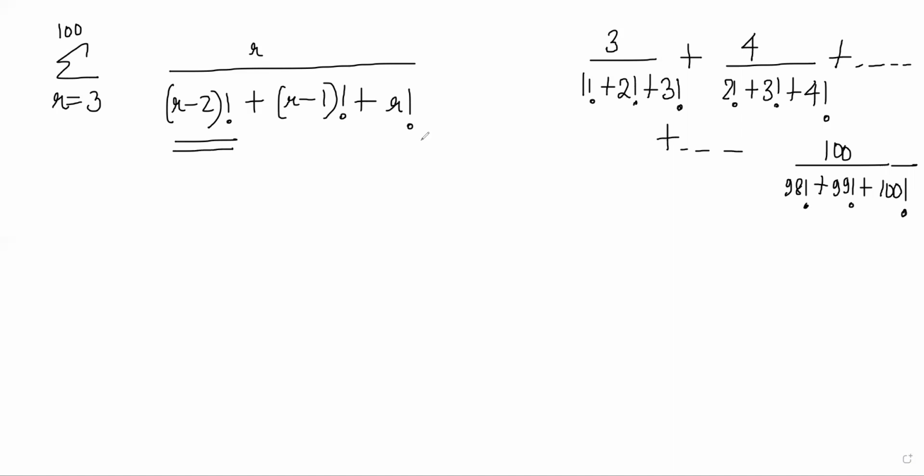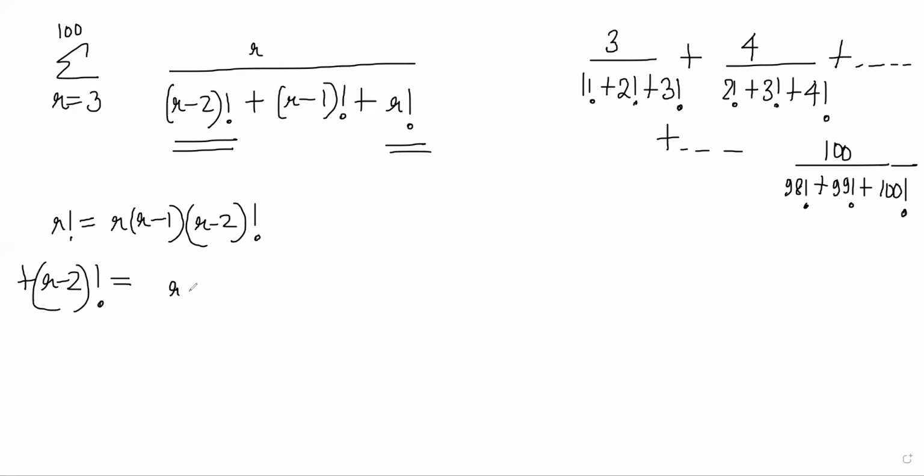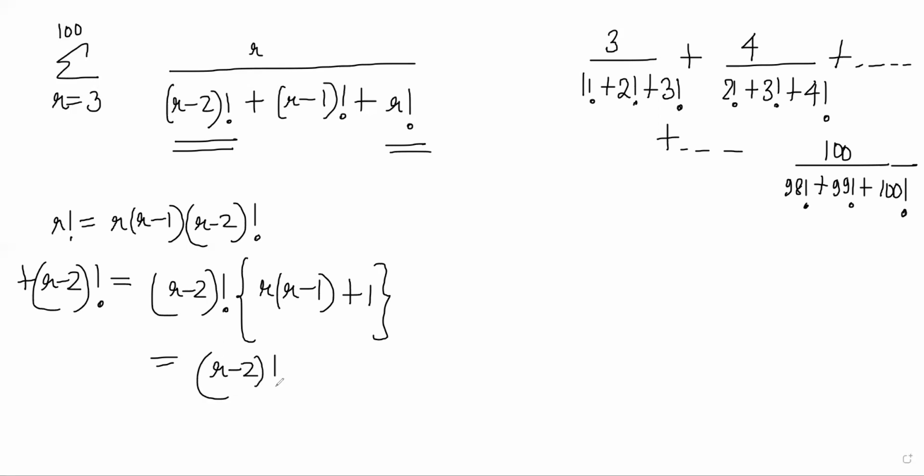What is the value of (r minus 2) plus r factorial? r factorial is r into (r minus 1) into (r minus 2) factorial, right? So if you add (r minus 2) factorial to it, you get (r minus 2) factorial common, r into (r minus 1) plus 1, right? So this becomes (r minus 2) factorial times (r square minus r plus 1), right?